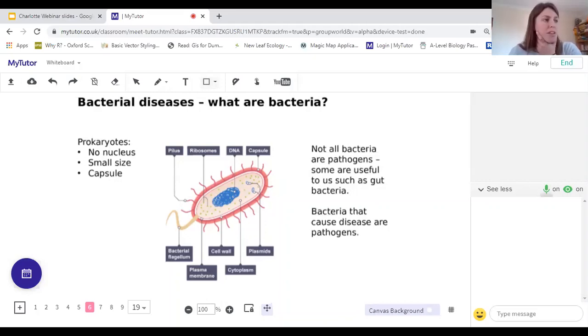Someone's saying, can you repeat the answer to the helpful bacteria question? So most bacteria are either helpful or they don't affect us at all. They're just there, they'll be affecting something else or going about their life cycles. So it is a minority of bacteria that act as pathogens and cause disease.